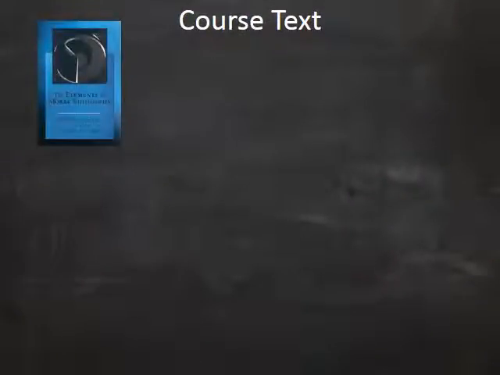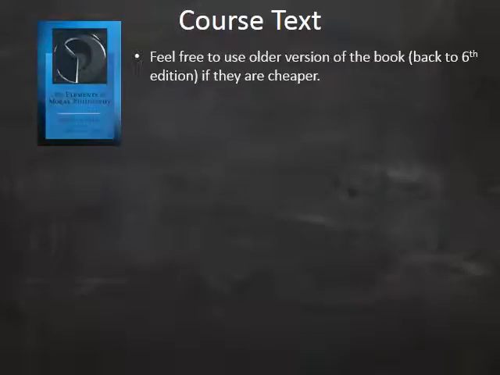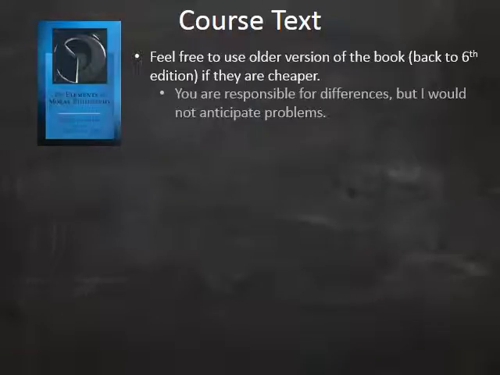The book for this course is Elements of Moral Philosophy by James Rachels, 8th edition. Other readings will be provided as PDFs for free. You are free to use older editions of the book if they are cheaper for you, but I would suggest going no further back than 6th edition. If you do use older editions of the book, you are responsible for any differences, but if you do not go back past the 6th edition, I would not anticipate any problems.